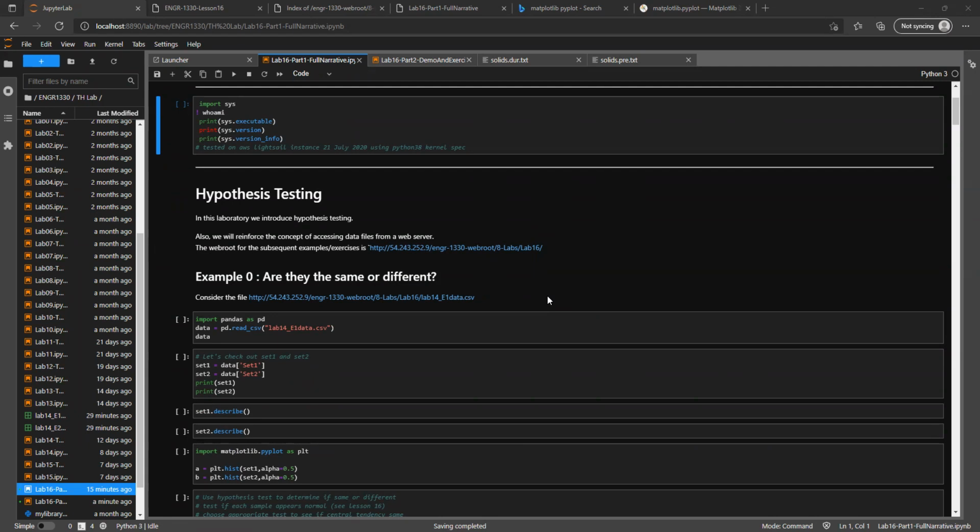Jose, the way to get to the lab is to go through the syllabus because the syllabus links are good, and that will get you to the lab. It's there. Okay.